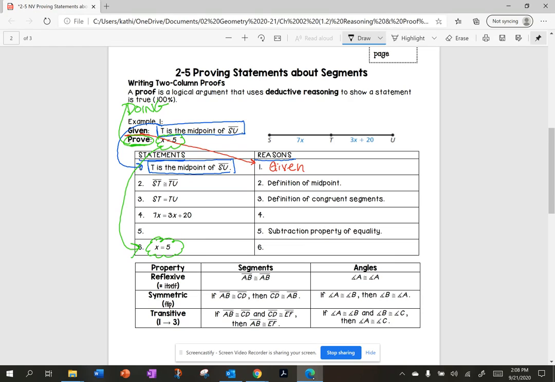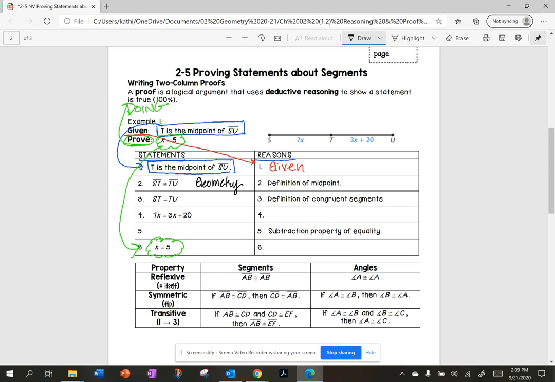Okay, so this is a visual of our situation here, that T is the midpoint of segment SU. So we're going to start out with and say that segment ST is congruent to segment TU. And that I can say because of the definition of midpoint. And this is geometry. When I'm talking about the shapes and saying congruent, I'm talking about geometry.